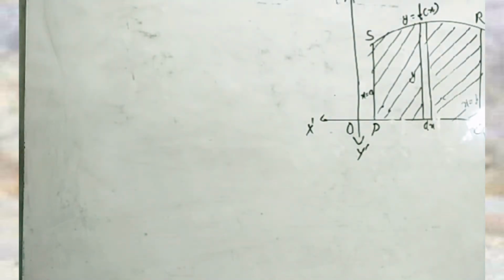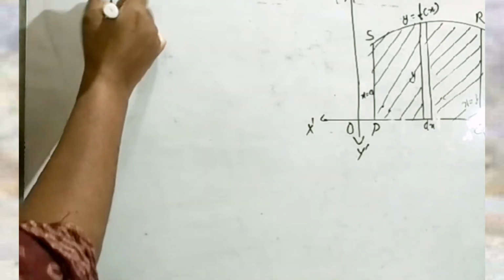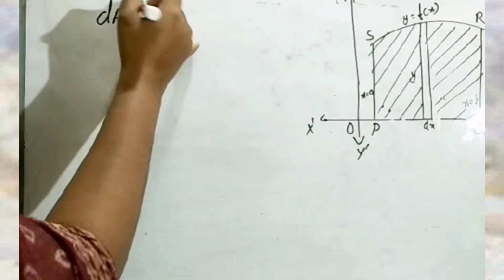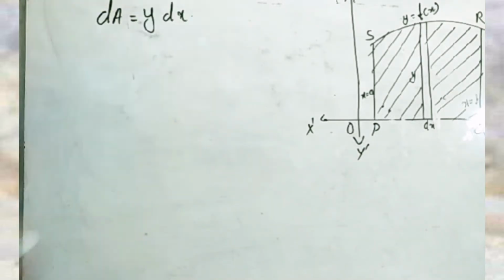Then we know that the strip is in the form of a rectangle. So the area of that strip, which I am going to represent by dA, is dA is equal to y into dx. Then we know that y is equal to f of x. This area is called the elementary area.